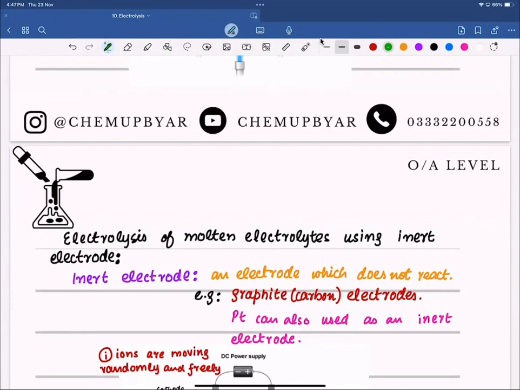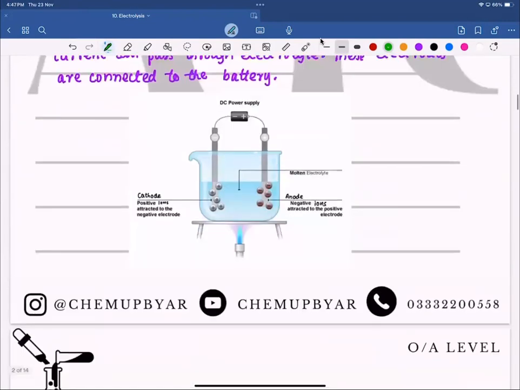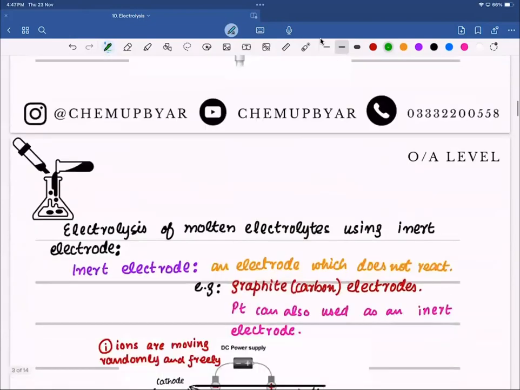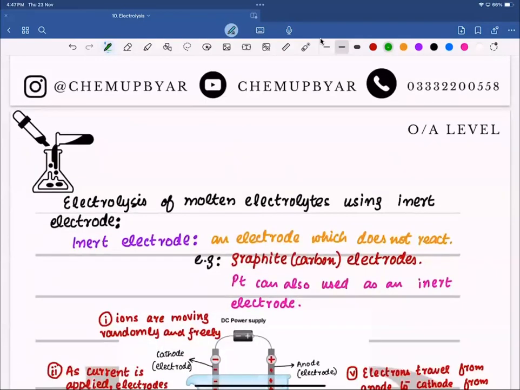Yes. And we know that oxidation is a loss of electron, and reduction is a gain of electron. So I'm going to explain the whole process over here.